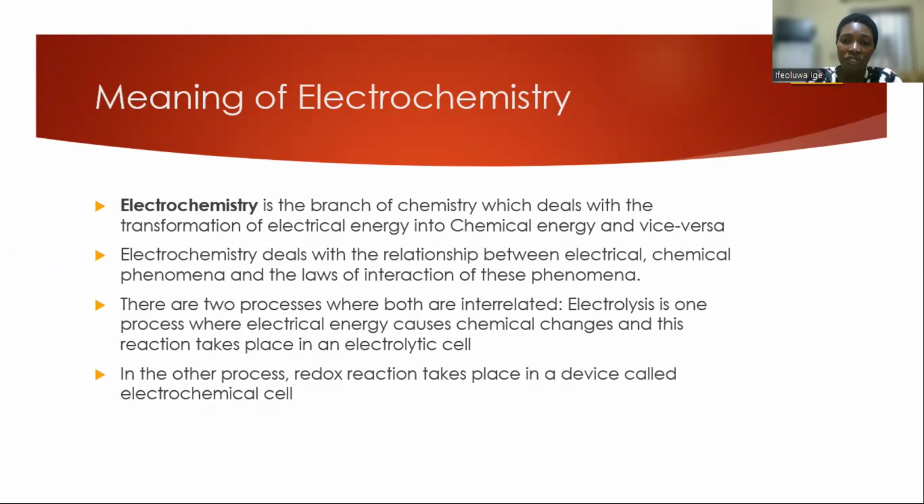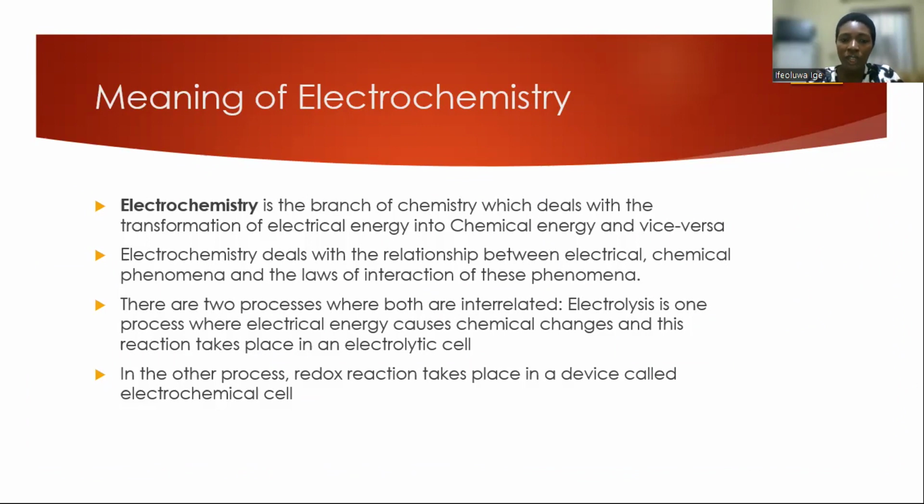Under electrochemistry, there are two processes in which both are interrelated. We have electrolysis. Electrolysis is one of the processes, and it is the process whereby electrical energy causes chemical changes, and these reactions take place in an electrolytic cell. That means that in an electrolytic cell, electrical energy causes chemical change, and this process is called what?